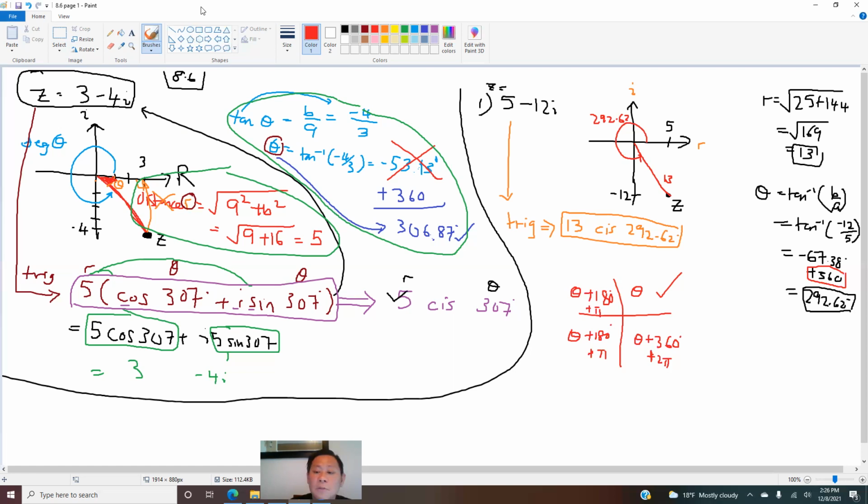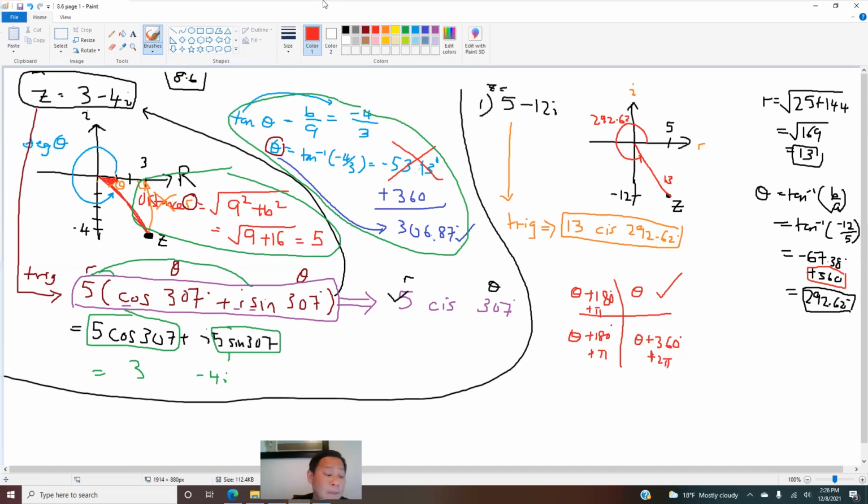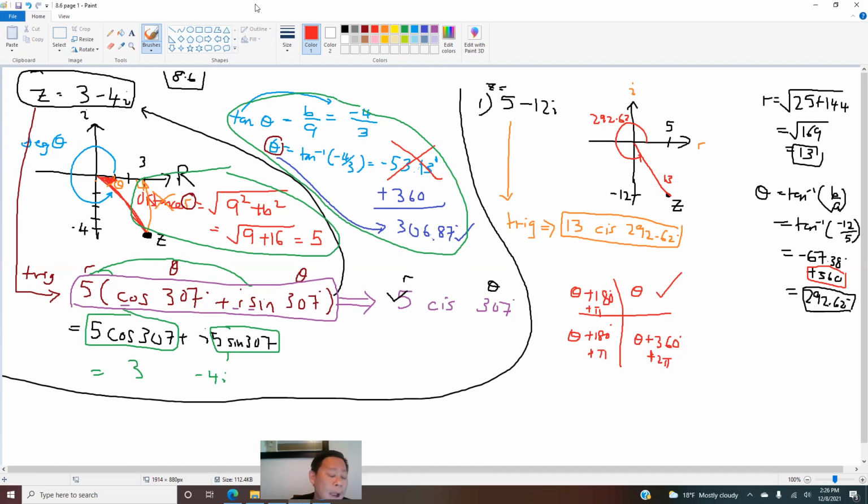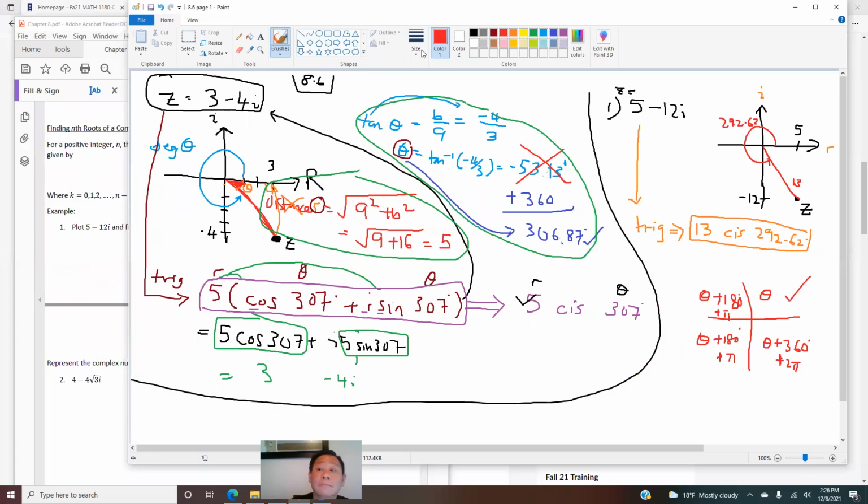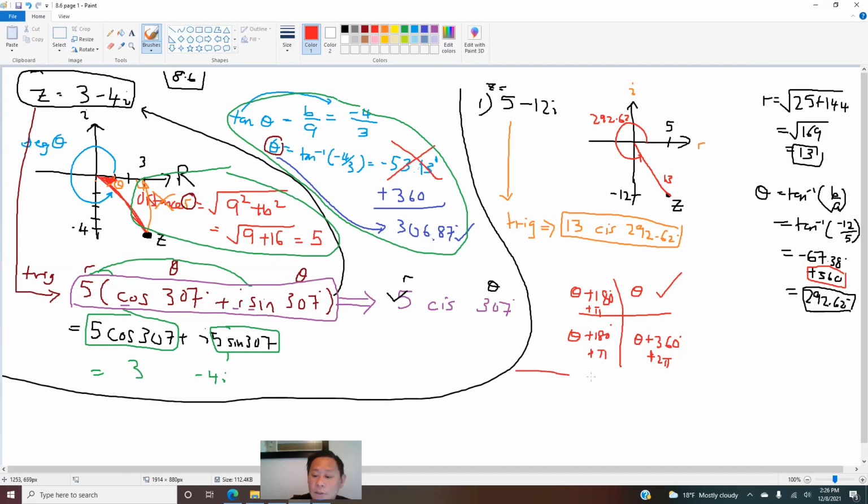Right. I want you guys to do question 2 on your own. Same thing. Question 2 is calling you to do z, where z equals 4 minus 4 root 3i. You know what? I'm going to make things a bit more complicated because this is so boring. Negative 4 minus 4 root 3i. There you go.